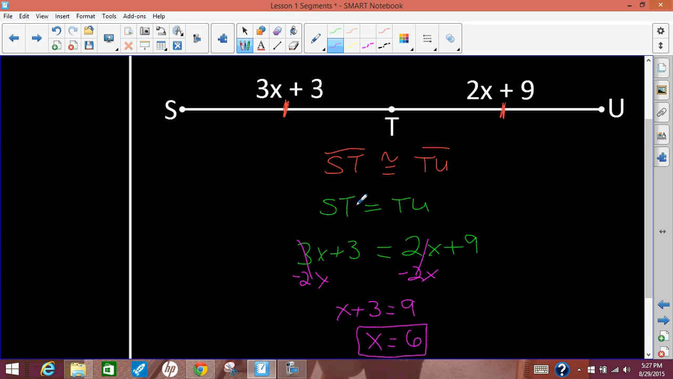So now if we were to plug x back into both of these spots over here, both of these expressions should simplify to be equal to the same thing, since T is the midpoint, and those two segments should be congruent and have the same length. So let's check that. 3 times 6 is 18, plus 3 is 21. 2 times 6 is 12, plus 9 is 21. So we're good to go.